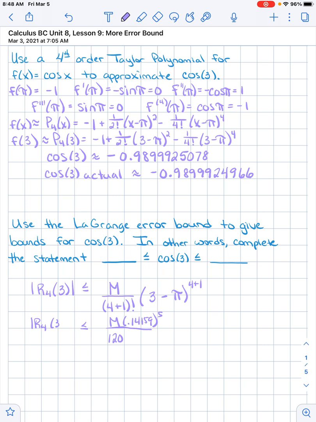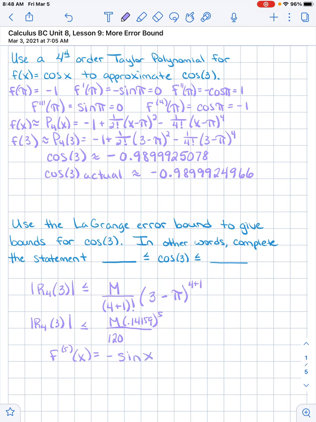So here I am. I've got this. Here's my remainder, and this is a cosine function. Let's look at what the 5th derivative would be. So the 5th derivative, because that's what m is going to be, the 5th derivative of x. The 4th derivative was cosine, so the 5th derivative is going to be negative sine.